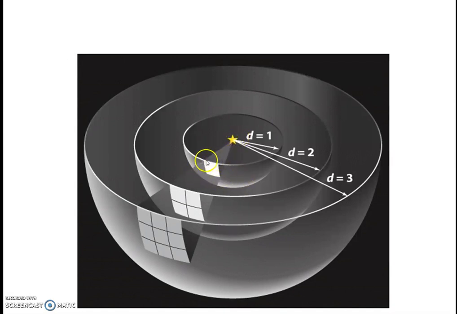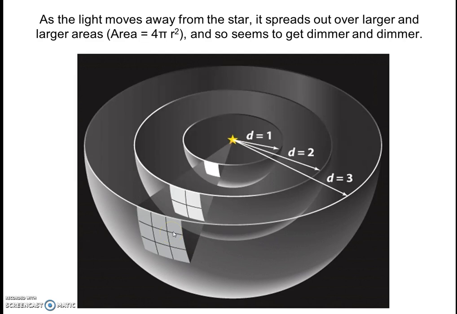Okay? Here we have a brighter patch because all of the star's light at this distance is going through this square. By the time it gets twice as far away, the same amount of light is covering 4 squares, so it's much dimmer, it's 1/4 as bright, and by the time it gets out to here 3 times as far away, it covers 9 times the area, and so each patch would collect 1/9 as much light. Okay. So as the light moves away from the star, it spreads out over a larger and larger area, okay, and so seems to get dimmer and dimmer.